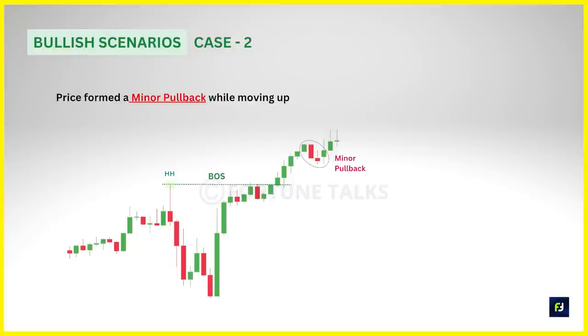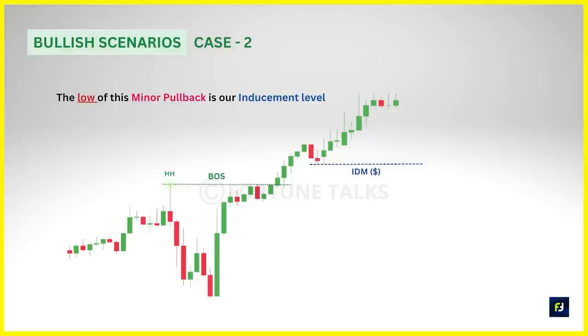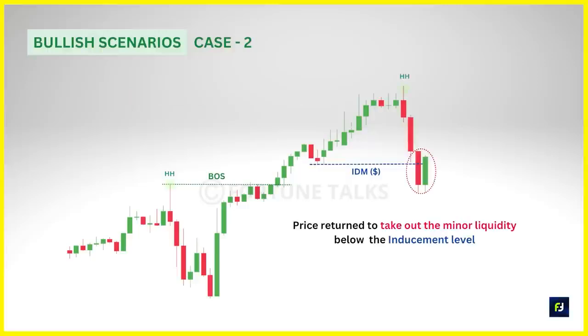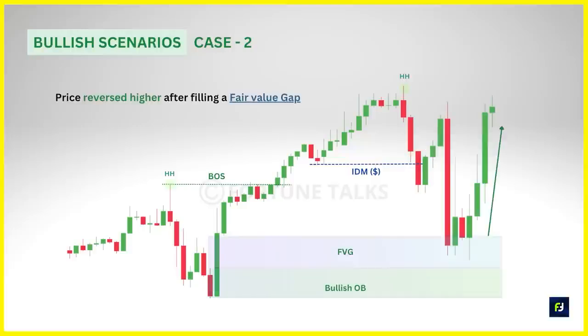Now the price moved even higher and formed a minor pullback. Now we can mark the low of this pullback using a line. This is our inducement level, which is denoted by IDM or a dollar sign. But as you can see, the price did return back to take out the liquidity below this inducement level. Keep in mind that only after the inducement is taken out should we think about taking trades from an order block or from an area of liquidity.